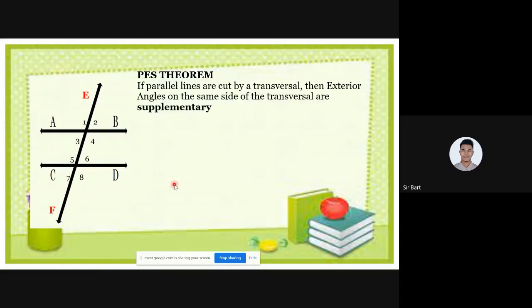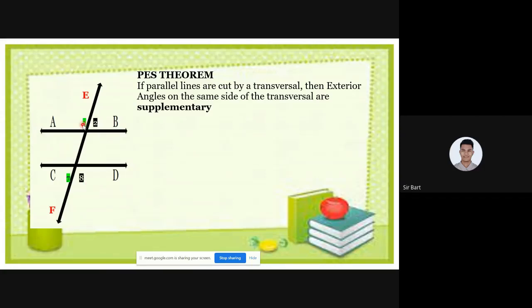Next is the PES theorem. If parallel lines are cut by a transversal, then exterior angles on the same side of the transversal are supplementary. Again, given angle 1, angle 2, angle 3, angle 4, angle 5, angle 6, angle 7, and angle 8, where are now the exterior angles on the same side of the transversal?